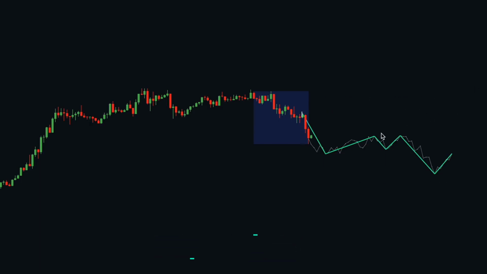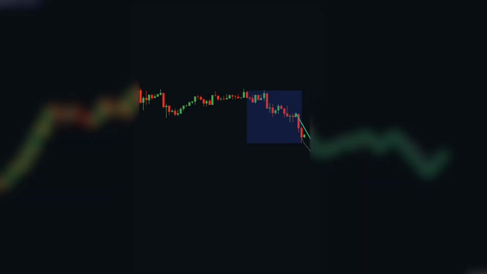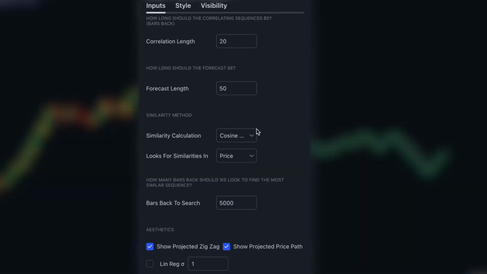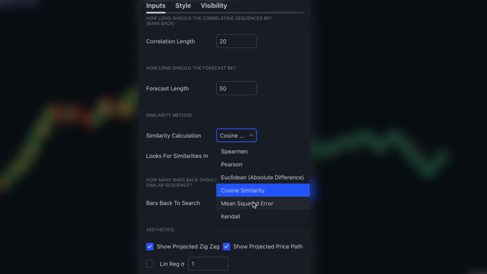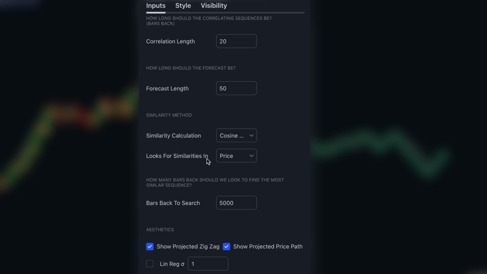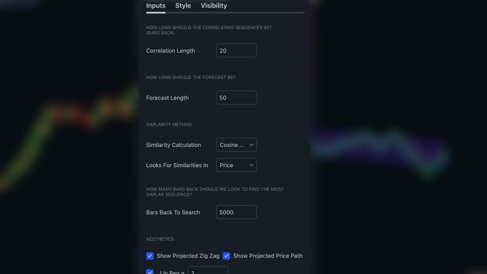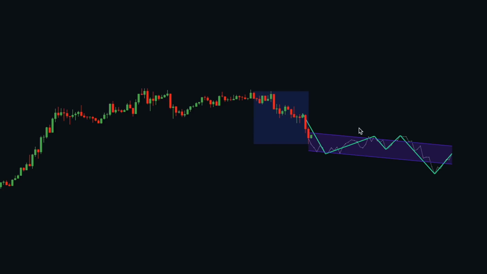Third, apart from price path forecasting, this indicator also forecasts the zigzag pattern up to 250 bars ahead. The zigzag pattern is used to identify price trends by filtering out minor price changes. This means you can predict future long-term market bias. The indicator also employs various statistical measures to find the most similar historical price sequence to the current situation, including Spearman, Pearson, absolute difference, cosine similarity, mean squared error, and Kendall coefficients.